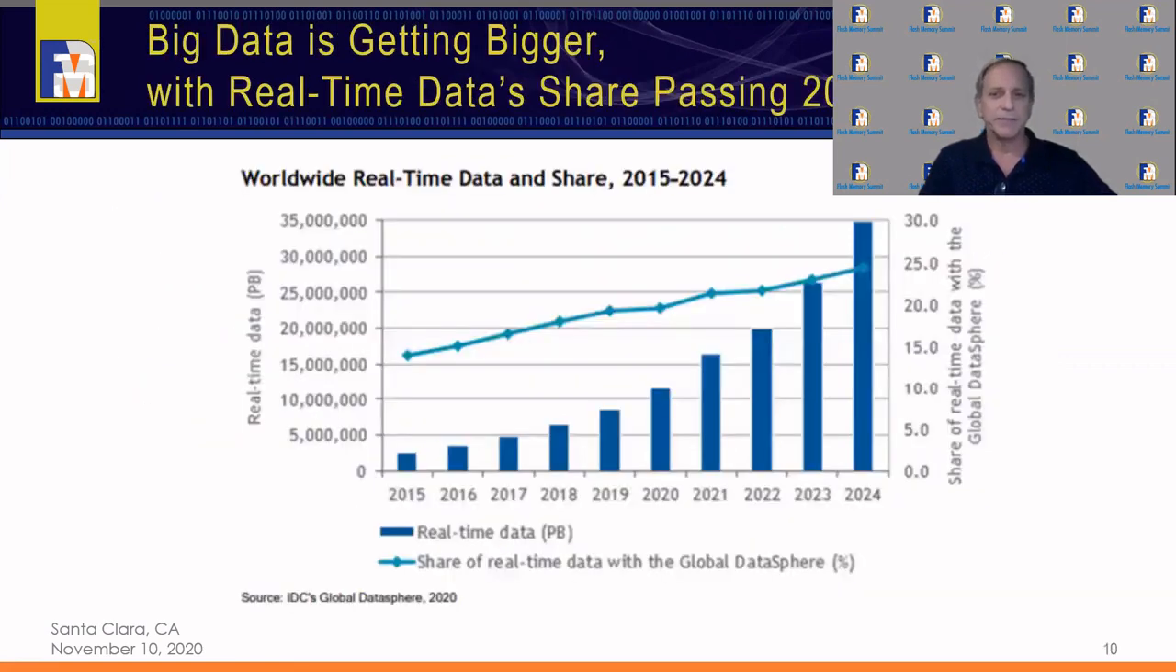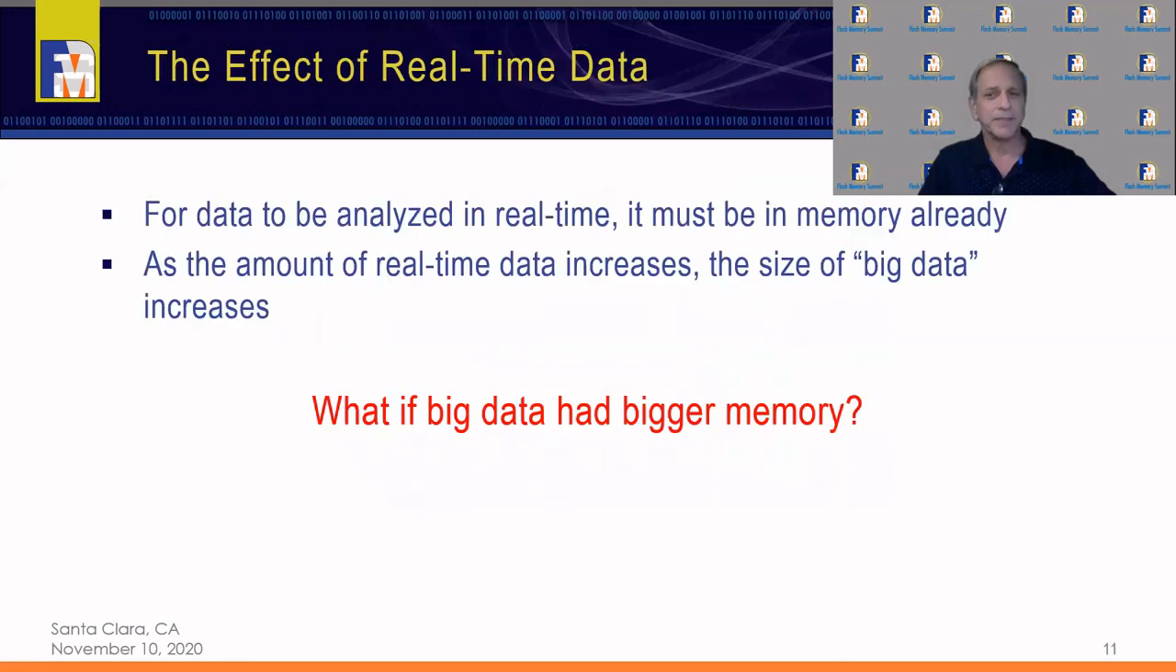IDC has projected the compound annual growth rate of data worldwide will be 26% over the next 4 years. Our data is growing faster than our capacity to store it is growing. Over 20% of the data will be real-time data that must be acted on in real time. This can only be addressed in memory. In the remainder of this presentation, we'll set the stage for the answers that the other presenters in this session will provide to the question, what if big data had bigger memory?